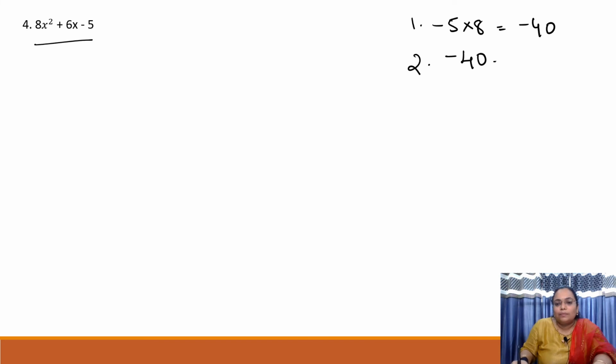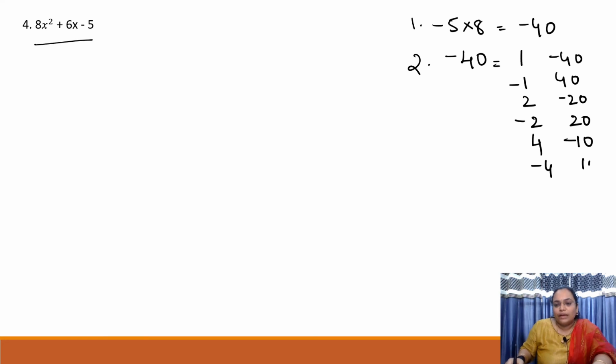So the next polynomial is 8x² + 6x − 5. So what is the first step we will do? We will multiply the constant and the coefficient of x², which is −40. The second step is we need to find all the possible factors for −40, which is 1 into −40, −1 into 40, 2 into −20, −2 into 20, 4 into −10, −4 into 10, 5 into −8, −5 into 8.